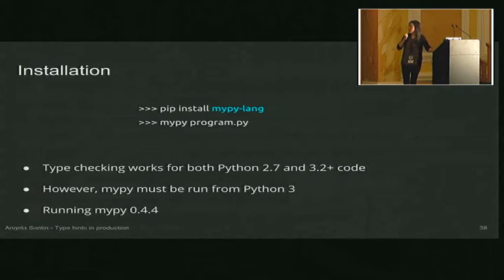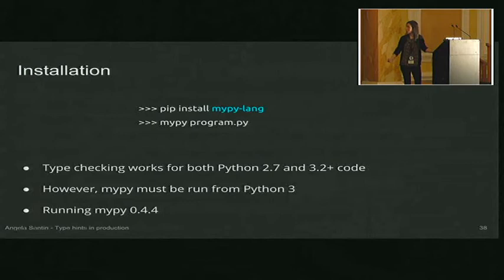On installation, the reason I included that is because there is a package called mypy, and that's not the one you want to install. It's actually mypy-lang. And in order to run it, you just do mypy and your files, and that will double check if everything's all right. If you don't have any annotations, it won't bring up any errors. It's only when you start adding annotations that you'll get feedback on whether what you're doing is correct.